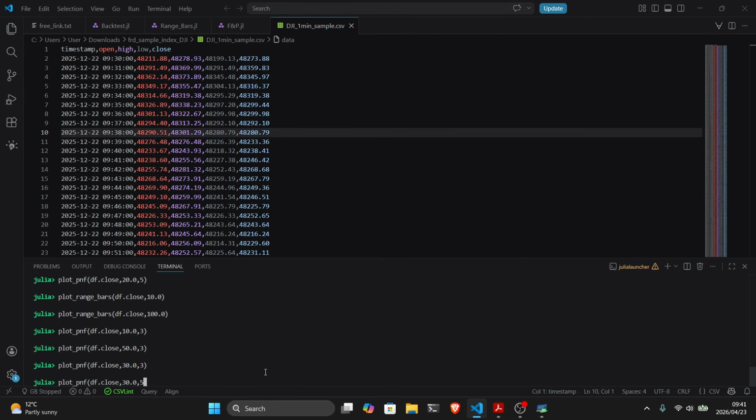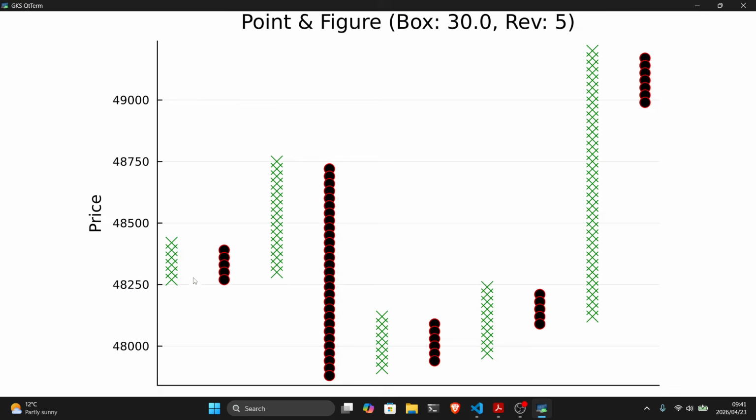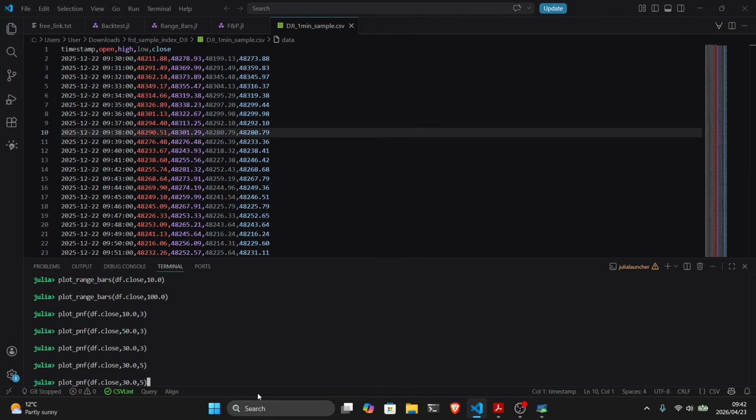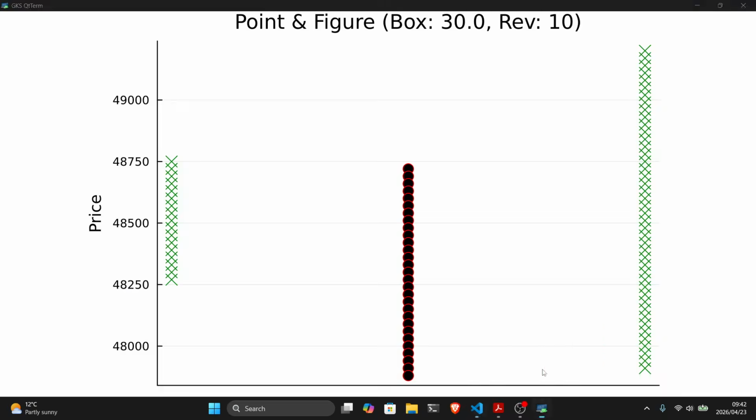Let's increase the reversal number. Now, as you can see, when you increase the reversal number, you get less bars, right? Let me increase it again to 10. Probably won't get 2 bars at this point. We got 3, right? So the market goes down, up. The market goes up, up, up, and up. And then it keeps going down, down, down, down, down, down, and then it keeps going up, up, up, up, up, up, up.